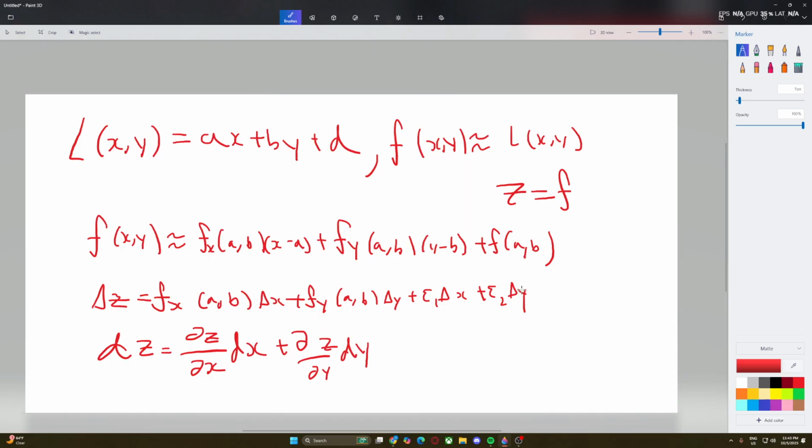Alright, so dz dx. Well, isn't dx just a change in variables? dx is going to be x minus a, and dz dx is f_x(a, b), and it basically looks like the form of this. I don't know why it's important, but it just is. It's in the form of this, but more complicated.